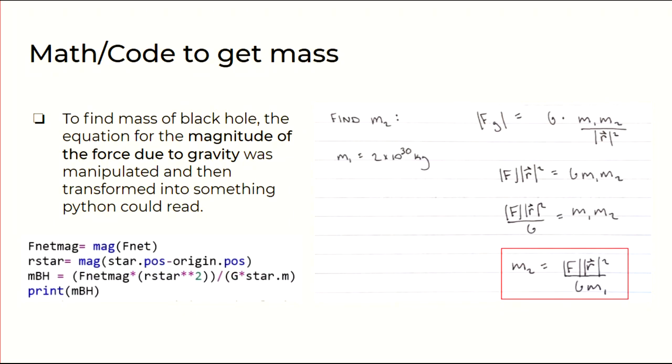The next part of the code actually finds the mass of the black hole. The equation for the magnitude of the gravitational force is rearranged to solve for m2, which is the mass of the black hole. The final equation to the right was then translated into a code below, which prints the mass for each point on the trajectory, which can be averaged to find the approximate mass.